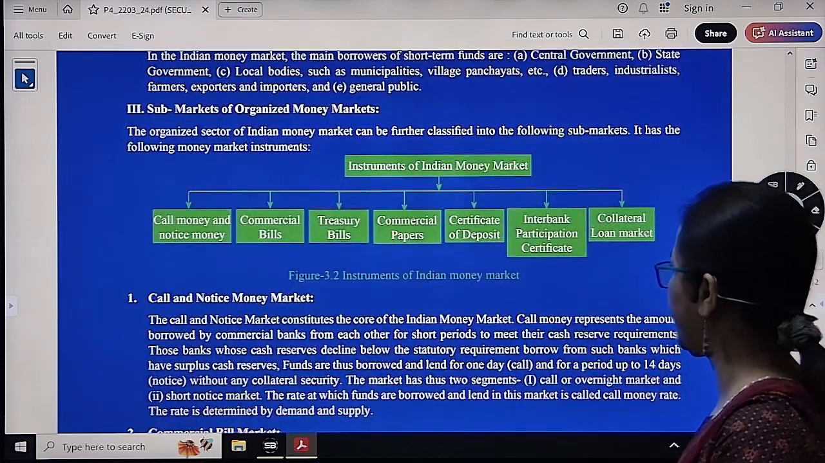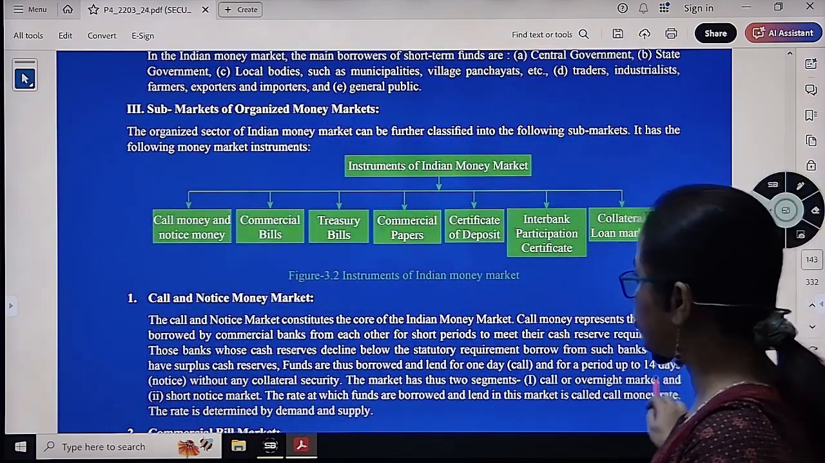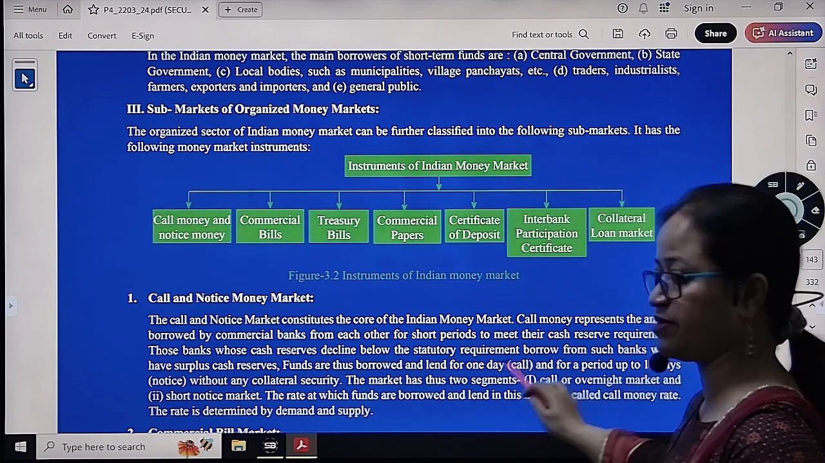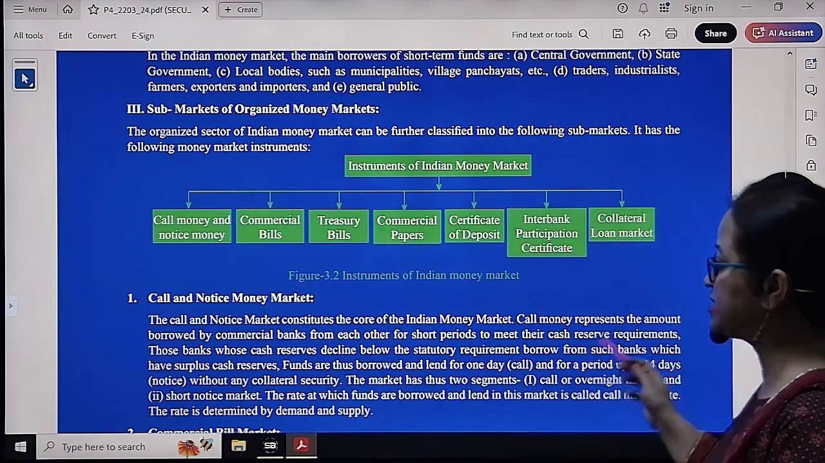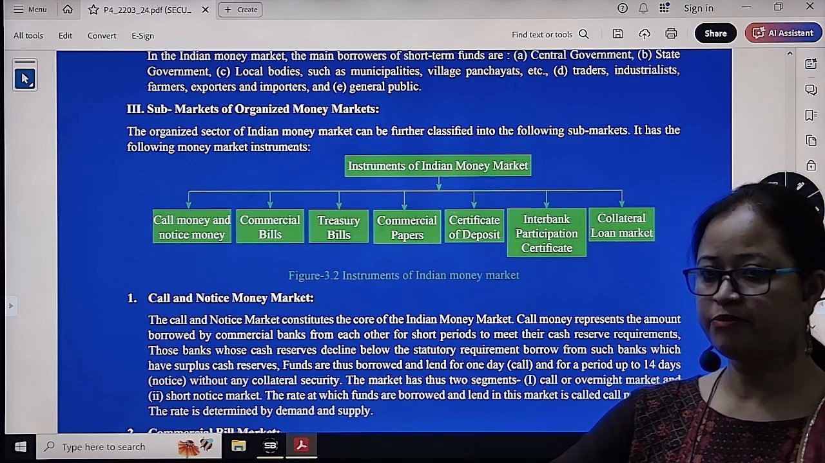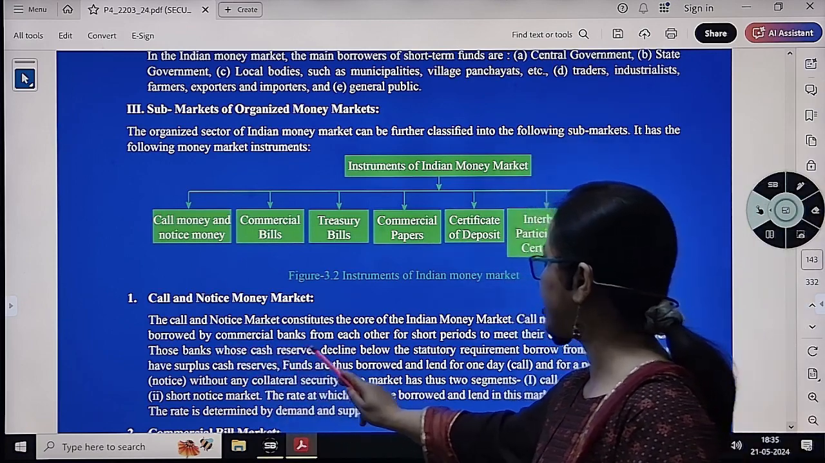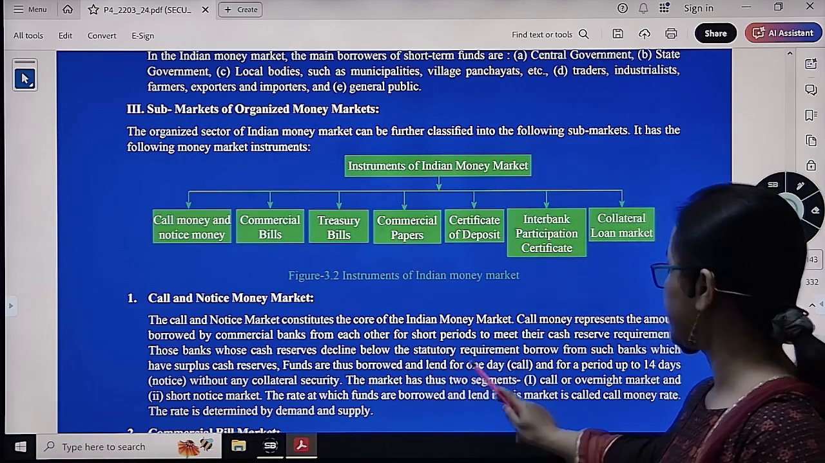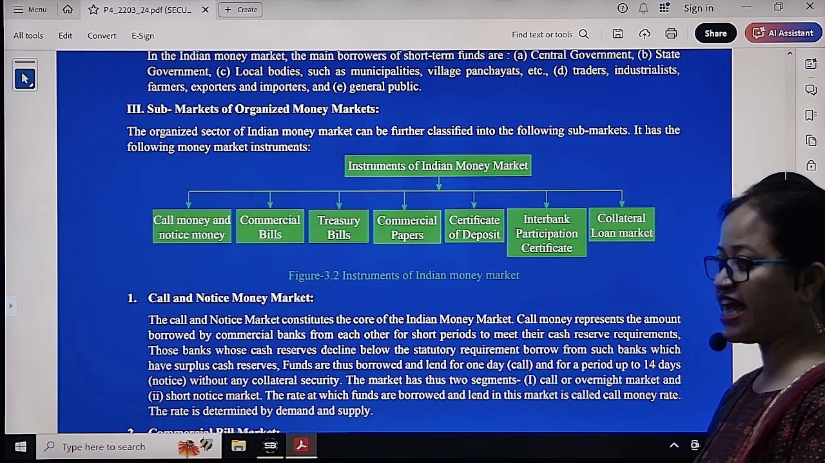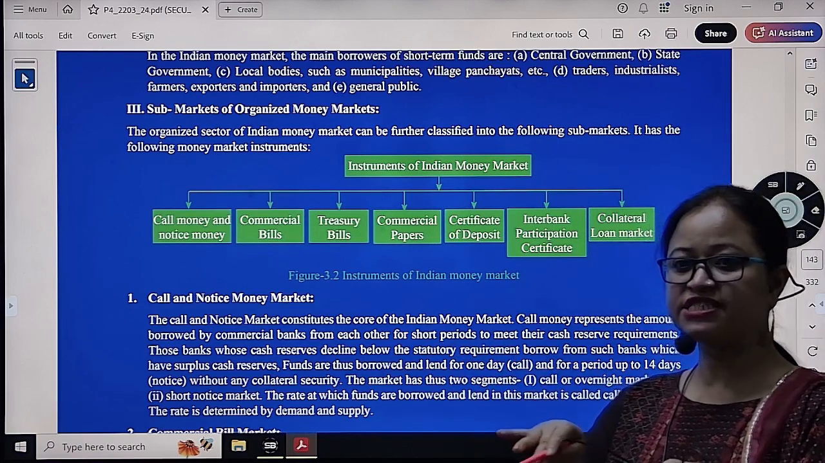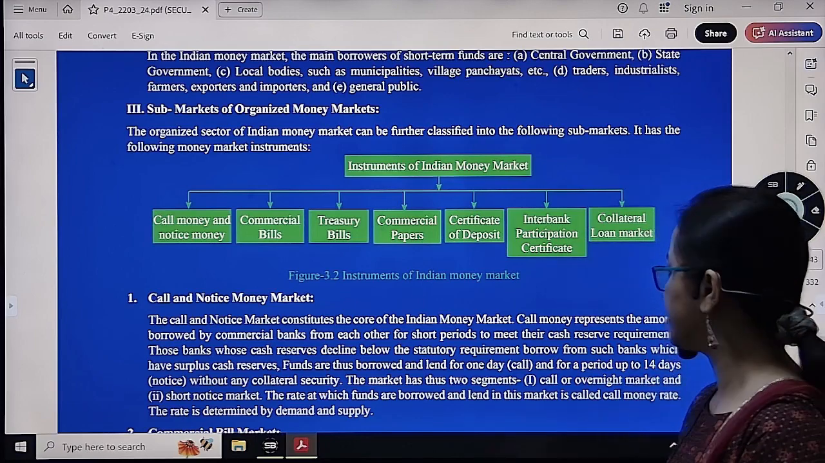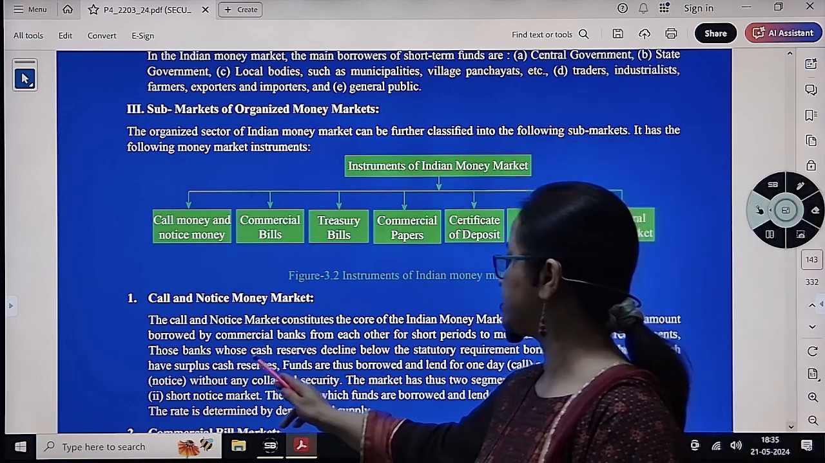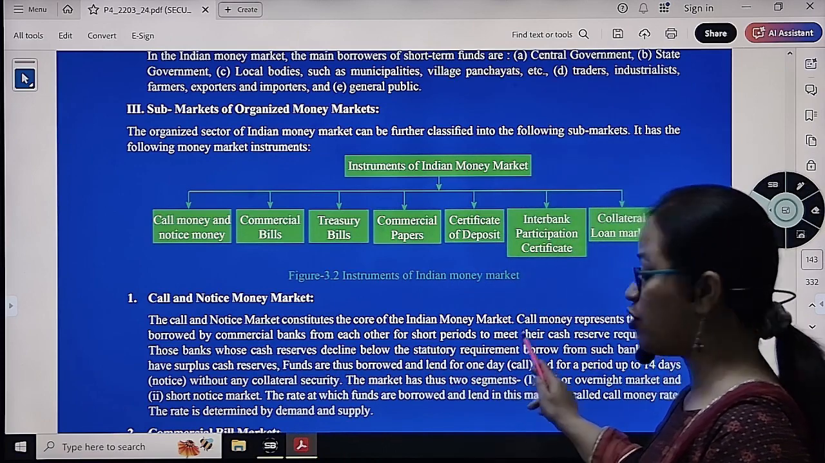So here you can see call money represents the amount borrowed by commercial banks from each other for short periods to meet their cash reserve requirements. So to meet the cash reserve requirements, if one commercial bank is taking loan from another bank, those banks whose cash reserves decline below the statutory requirement, if the cash reserve ratio is low, to maintain that, they borrow from other banks, from such banks which have surplus cash reserves. Funds are thus borrowed and lent for 1 day.